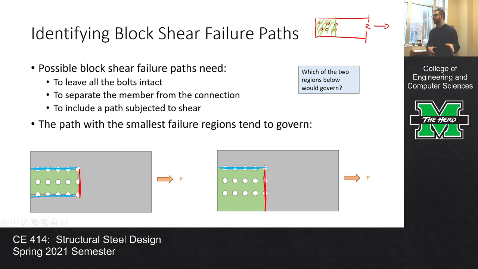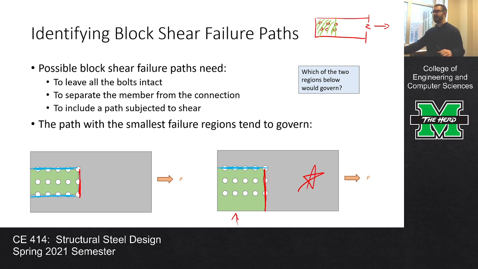So if I look at these two paths and I ask myself which one would govern, well, assuming everything's to scale, I'd probably think that this one would happen first, because there's less steel that it's ripping through. Remember, this is just a free edge. It's just hanging out there in space. It's not sliding against anything. So this path over here on the left has less material that it's ripping through. It's probably going to govern.